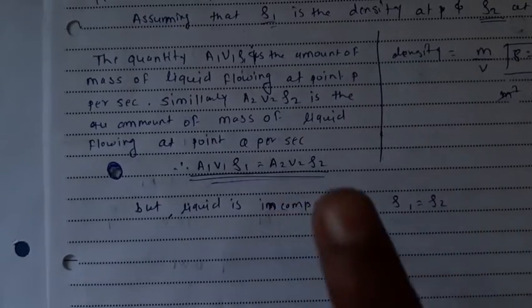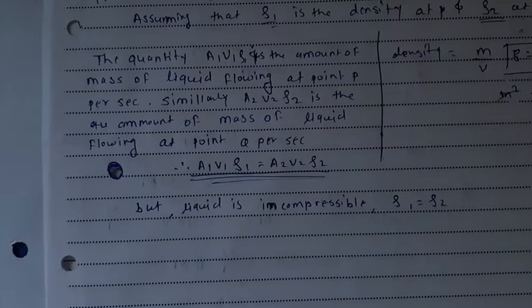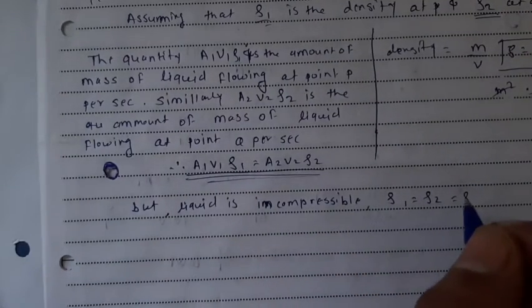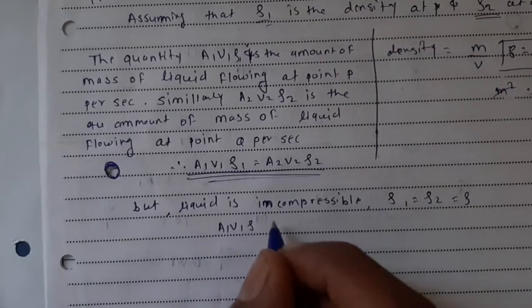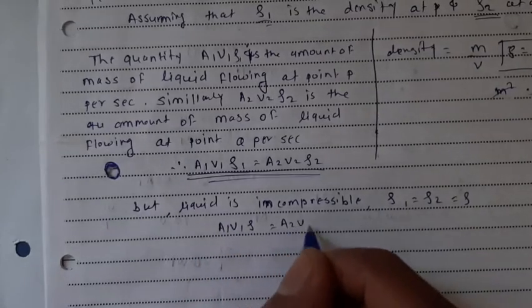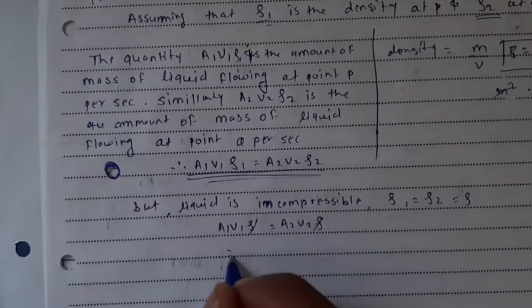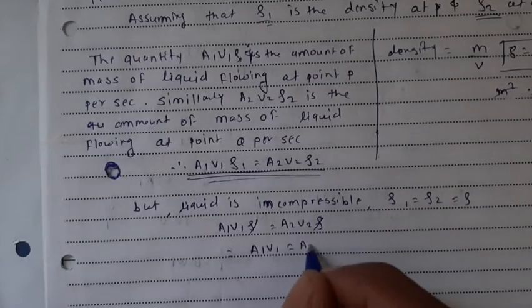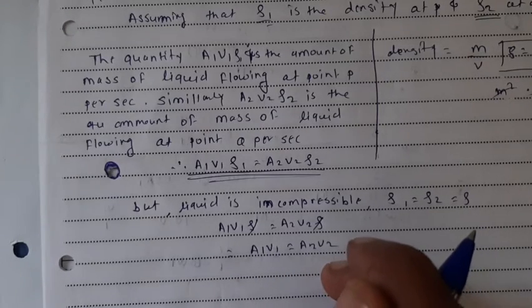If I substitute this value in this equation, what will I get? Rho 1 is equal to rho 2 is equal to rho. So if I substitute in this equation, I will get A1 V1 rho is equal to A2 V2 rho. Okay, this rho and this rho on both sides will get cancelled. From this we can write A1 V1 is equal to A2 V2.